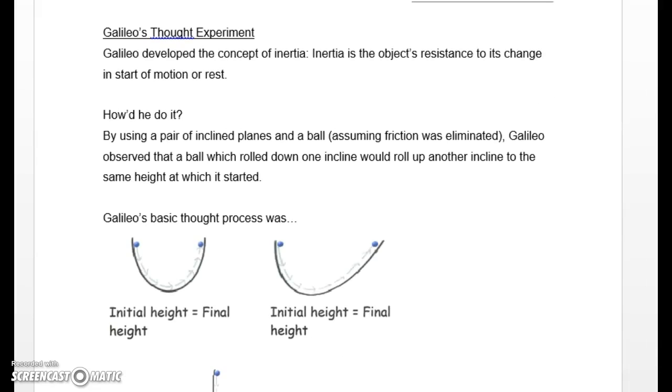So who came up with this concept of inertia? The concept of inertia was developed by Galileo, and he said inertia is the object's resistance to a change in its state of motion or rest. So we want to know, how did he do it? He basically did a thought experiment, which is a common thing to do with physicists. We will see this in our 4th unit.